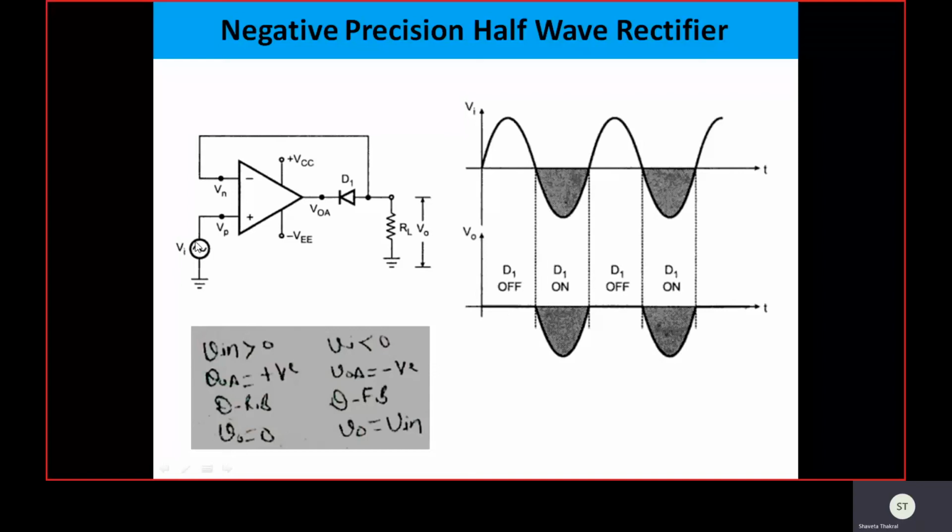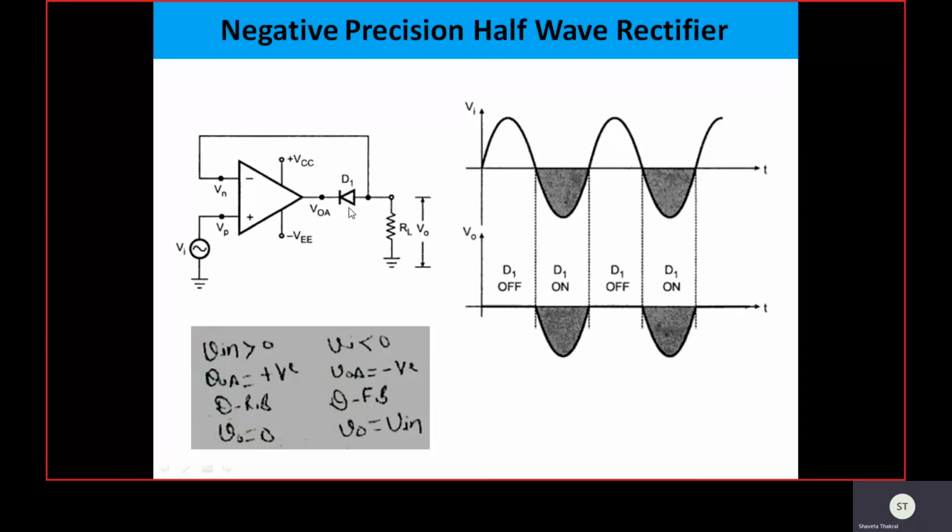And when the negative half cycle comes here, meaning Vi becomes less than 0, so when there is negative voltage applied here, and this is the non-inverting operational amplifier, the output obtained here will be negative. So that means the VOA point will be negative, and when this point has negative potential, negative is connected to the N-type material of the diode.